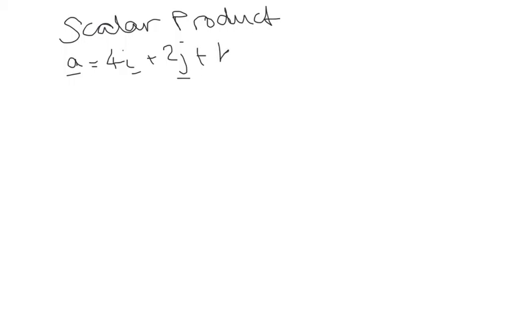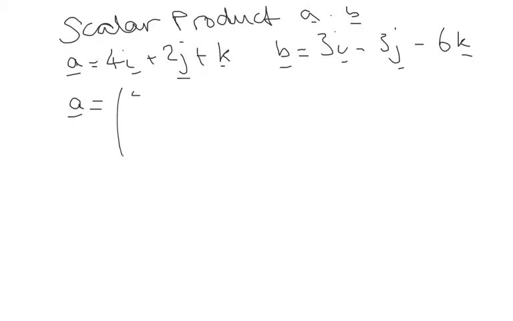Calculate the scalar product for A, which is 4i plus 2j plus k, and B, 3i subtract 3j subtract 6k. Scalar product A dot B. We'll use the components. Change A into the components 4, 2, 1, and B into its components 3, -3, -6.